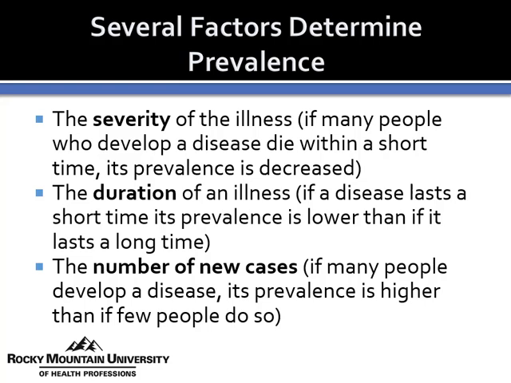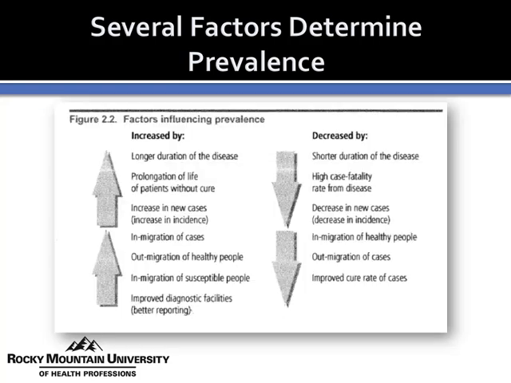Now, several factors determine prevalence: the severity of the illness. If many people who develop a disease die within a short period of time, its prevalence is decreased. The duration of an illness. If a disease lasts a short time, its prevalence is lower than if it lasts a long time, because you're not potentially capturing people with the disease when you are conducting your study. And the number of new cases. If many people develop a disease, its prevalence is higher than if a few people do so.